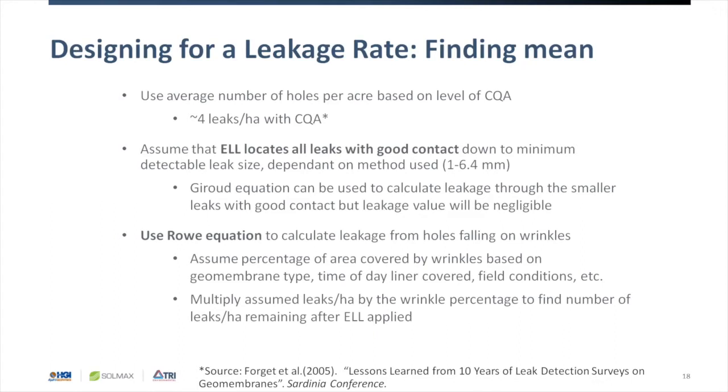And in order to do that, you have to assume a certain percentage of area that's covered by wrinkles. So that's going to depend on the time of day that the liner was covered, the geomembrane type, and what I mean is, are you using conductive backed geomembrane that enables leak detection on wrinkles? Are you using white geomembrane that actually reduces the prevalence of wrinkles? And things like field conditions, how it was placed. So you want to multiply the leaks per hectare by the wrinkle percentage to find the number of leaks per hectare remaining after ELL is applied.